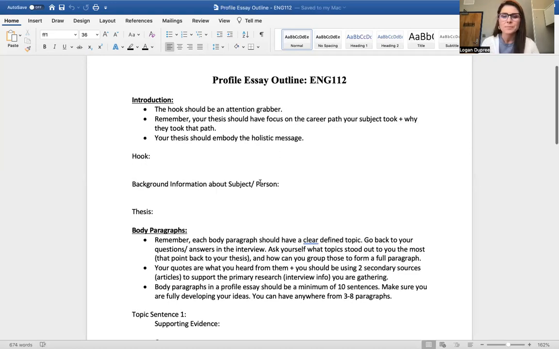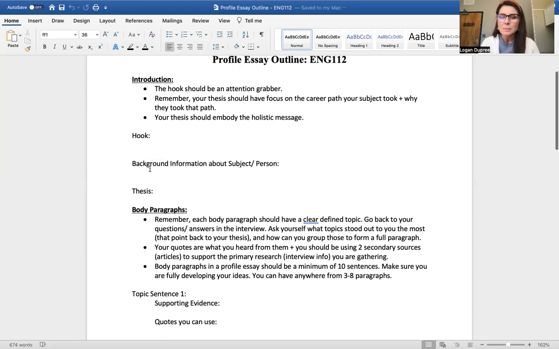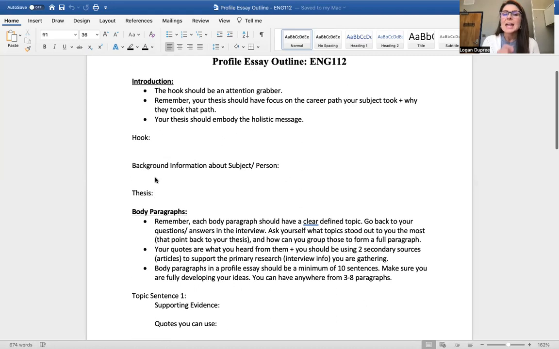attention of the reader. Then in the introduction, the second component you should have is the background information about the subject or person. This is where you can share a little bit about that person, what their job role is. Maybe you share your relationship with them or how you know them, but it gives the reader a little bit more of an indication of who they're going to be reading about. And then your thesis. Now, remember, your thesis should have focus on the career path your subject took and why they took that path. That should be the premise for your entire essay.